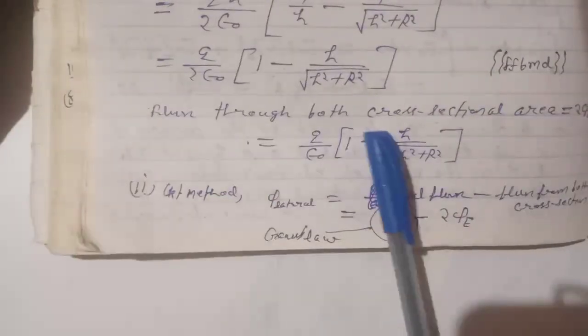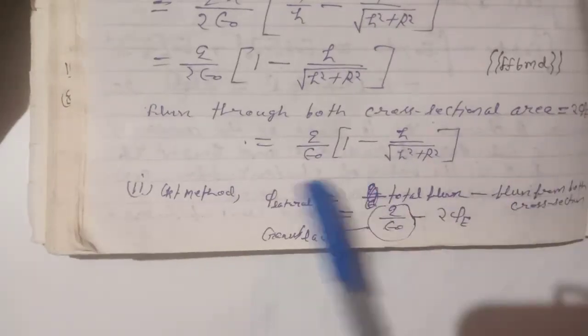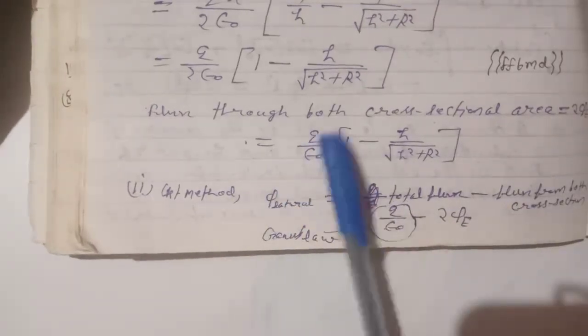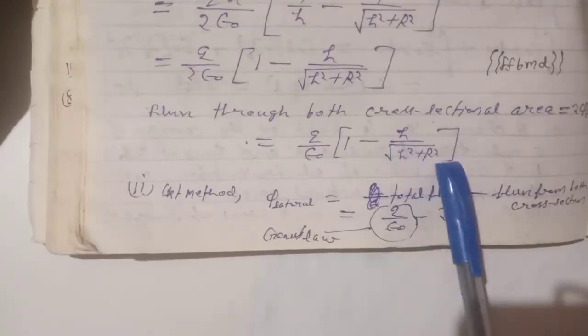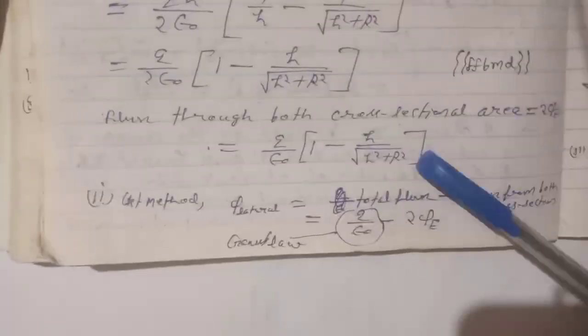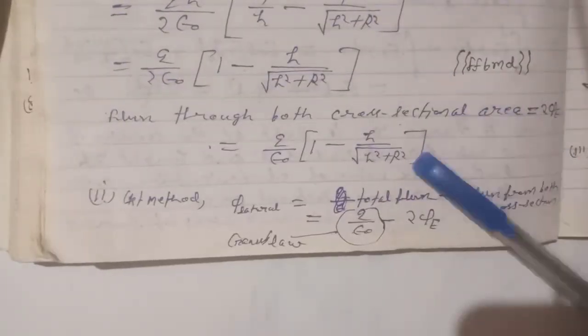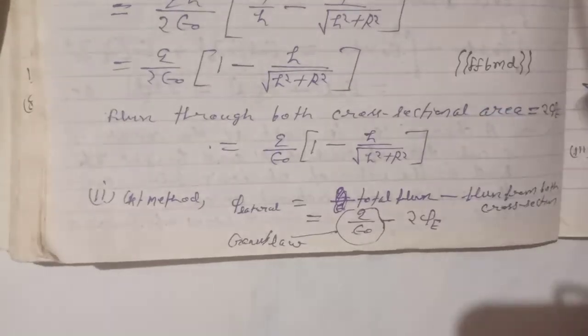So the flux from both cross-sectional areas will be 2 into phi, which equals q by epsilon naught under bracket 1 minus h by under root h square plus r square. This is the flux from both circular areas. It is the total flux from the circular area.